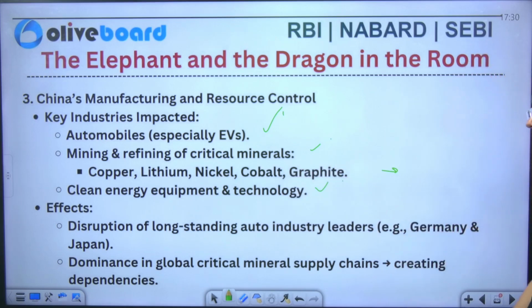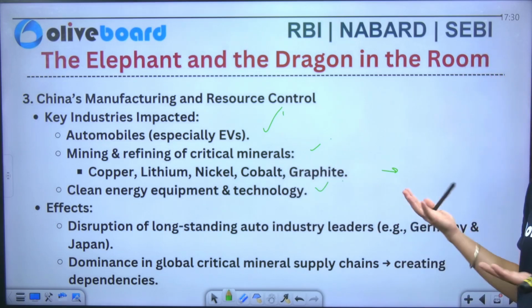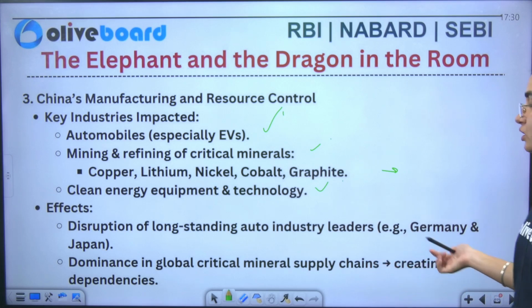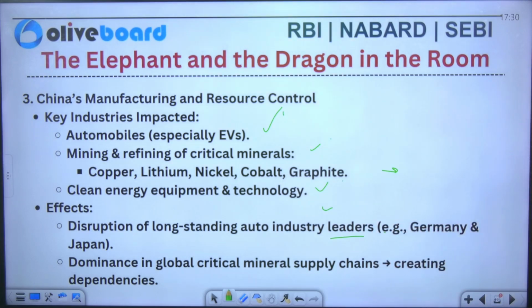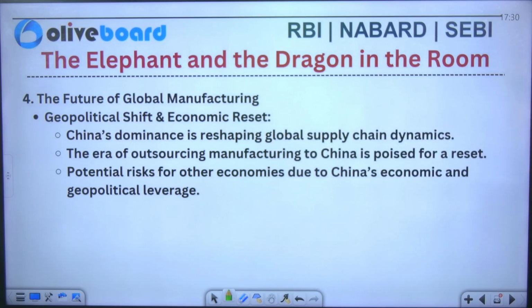Now the effect is that first of all it has created its dominance in the market, okay, with disruption in the long-standing auto industry leaders and dominance in the global critical mineral supply chain, that is creating dependencies on the Chinese economy only. Now the future of global manufacturing includes a geopolitical shift and economic reset. So China's dominance is reshaping global supply chain dynamics. The era of outsourcing manufacturing to China is poised for a reset, and there is potential risk for other economies due to Chinese economic and political leverages.